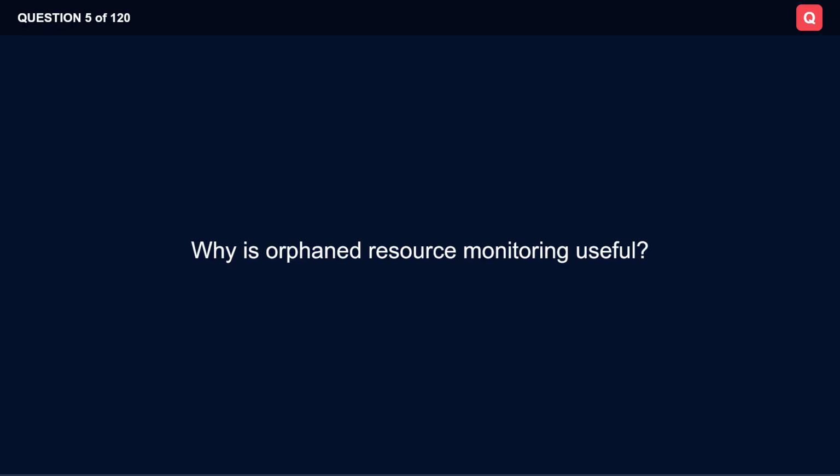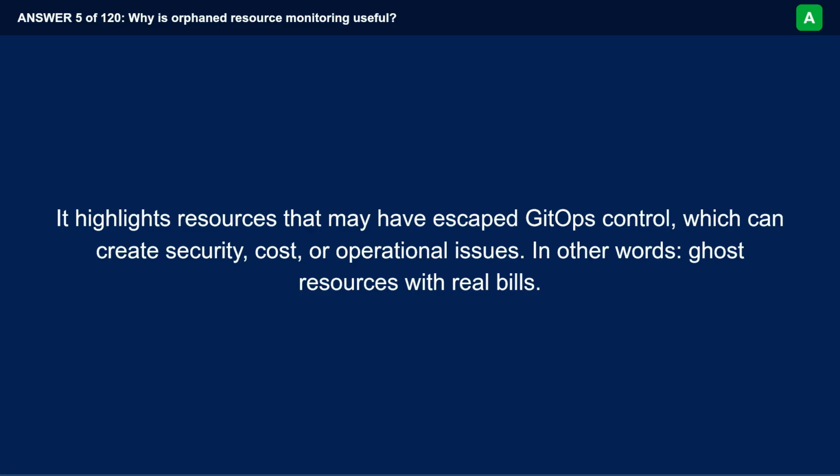Why is orphaned resource monitoring useful? It highlights resources that may have escaped GitOps control, which can create security, cost, or operational issues. In other words, ghost resources with real bills.